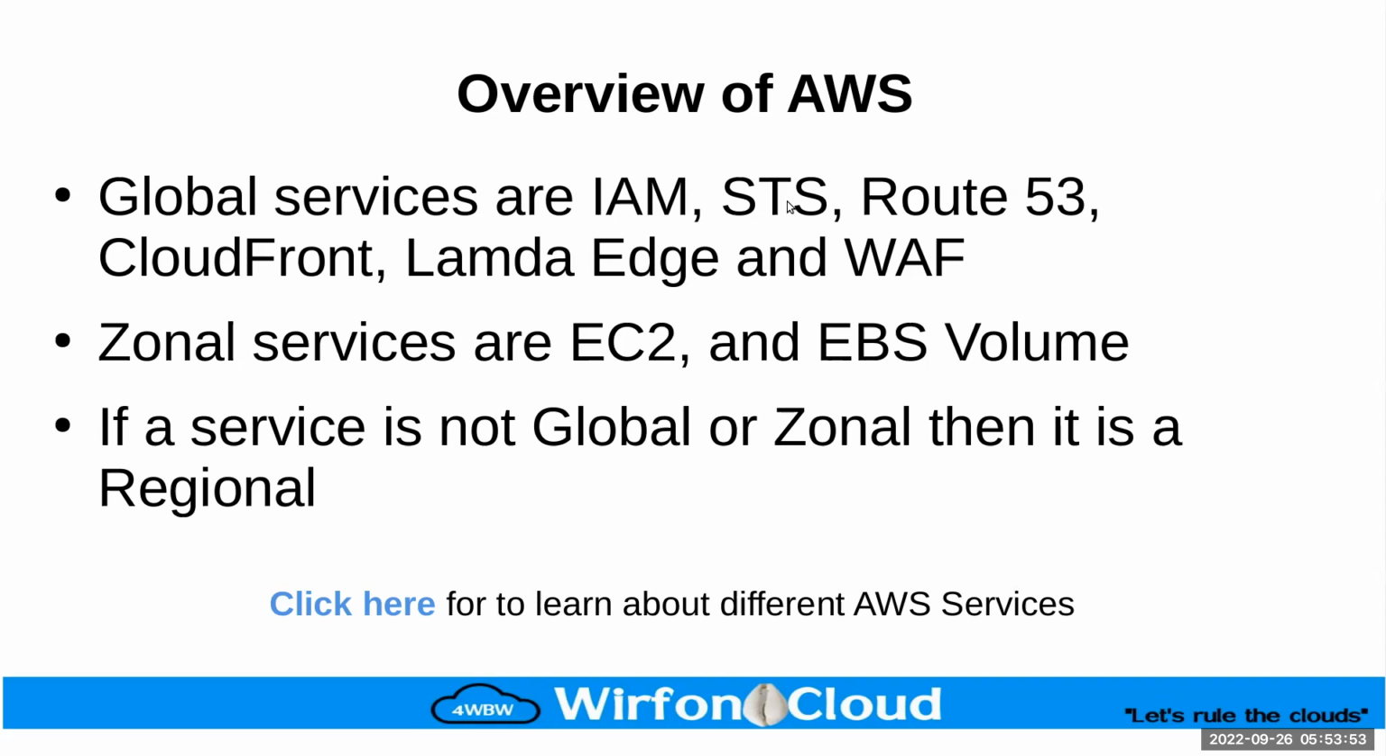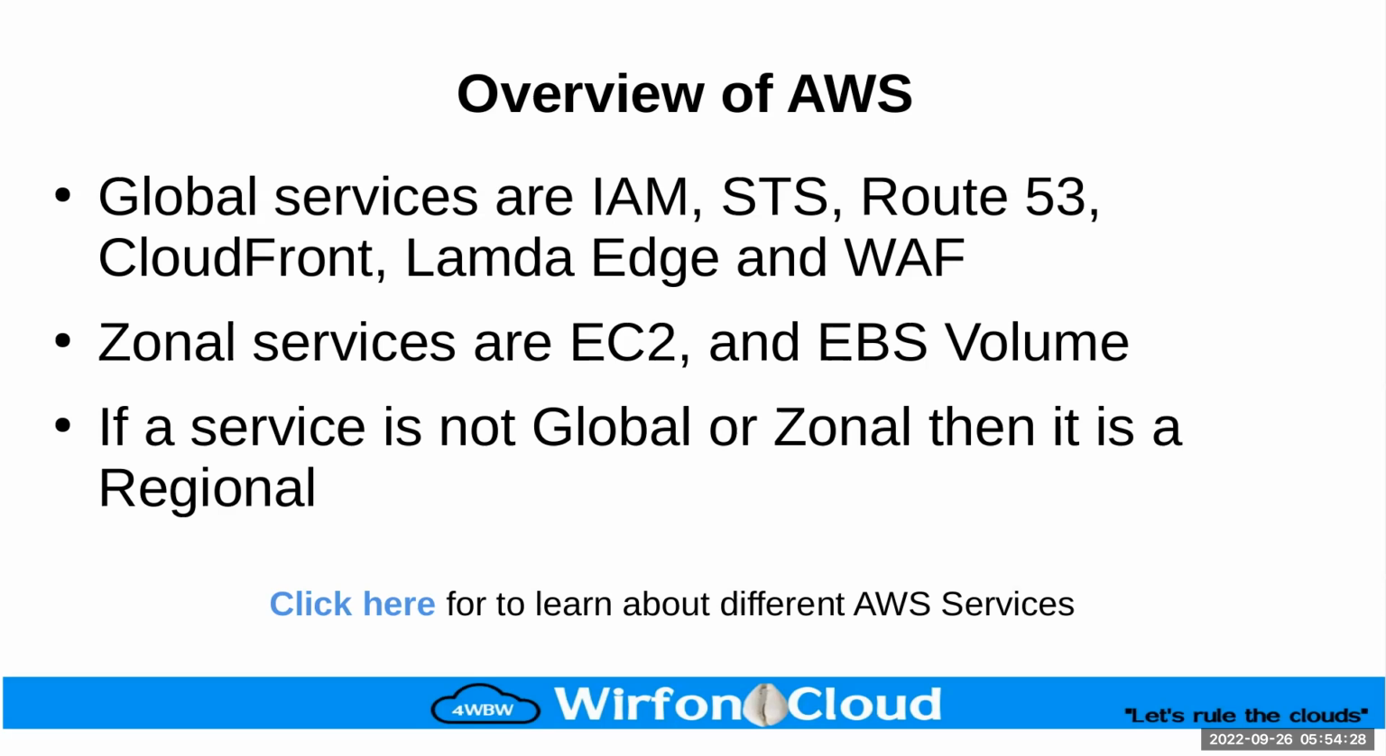We're not covering that now. Route 53, CloudFront, Lambda Edge, and WAF. These are all the global services that you can have. And zonal services is what is called EC2, Elastic Compute Cloud, which you'll be treating next week. EBS, this is for storage, Elastic Block Store volumes. So when you think of zonal services, there are just two services. So if you know the global services and if you know the zonal services, you are already covered.